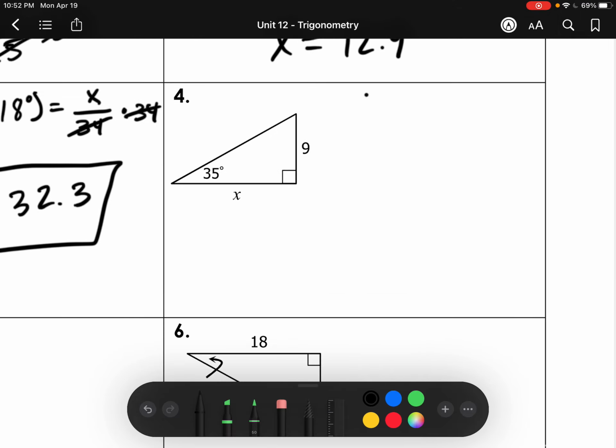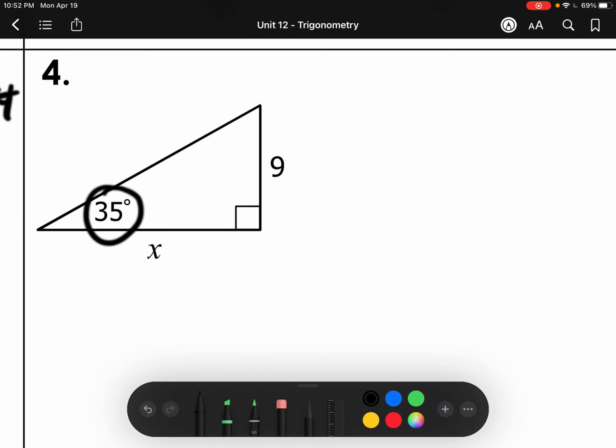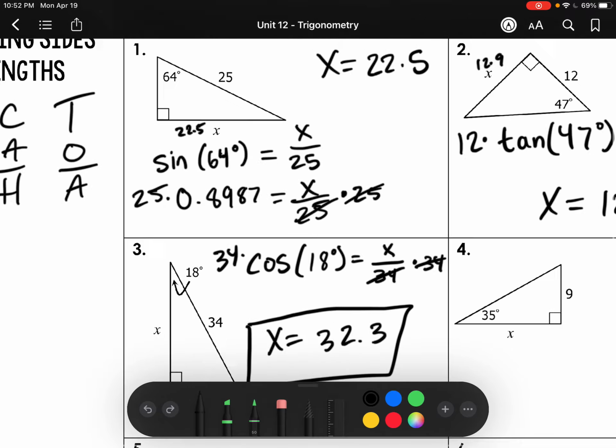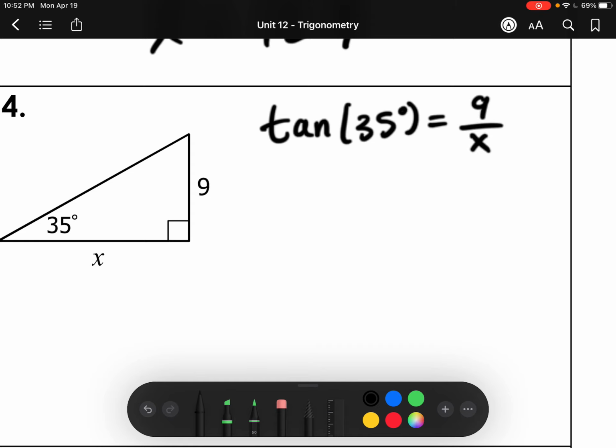All right. Number 4, let's look at that one. So we're given this angle right here. We're given the opposite side, and we're looking for the adjacent side. So opposite and adjacent, that's tangent, right? Opposite over adjacent. So we're going to use tangent here. So tangent of 35 degrees is equal to, and so remember, this is opposite over adjacent. The opposite side is 9, and the adjacent side is x, so 9 over x.